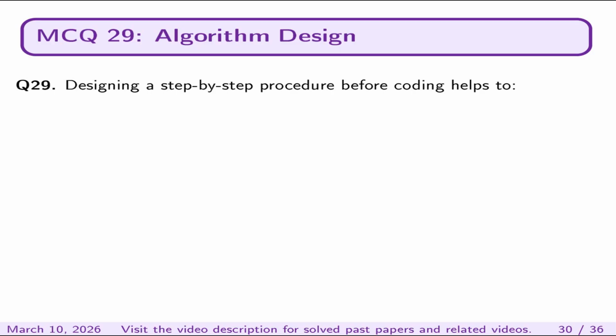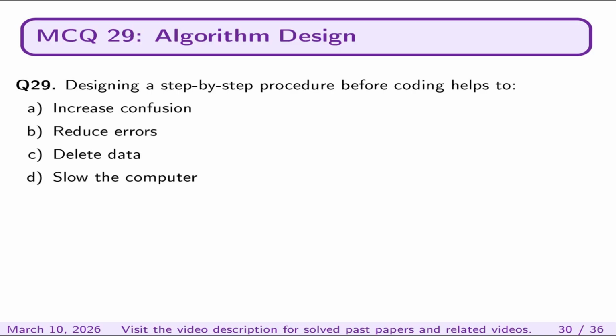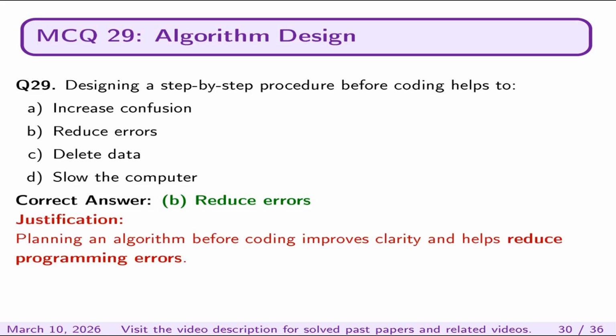Question number 29. Designing a step-by-step procedure before coding helps to increase confusion, reduce errors, delete data, slow the computer. It helps to reduce errors, because planning an algorithm before coding improves clarity and helps reduce programming errors.